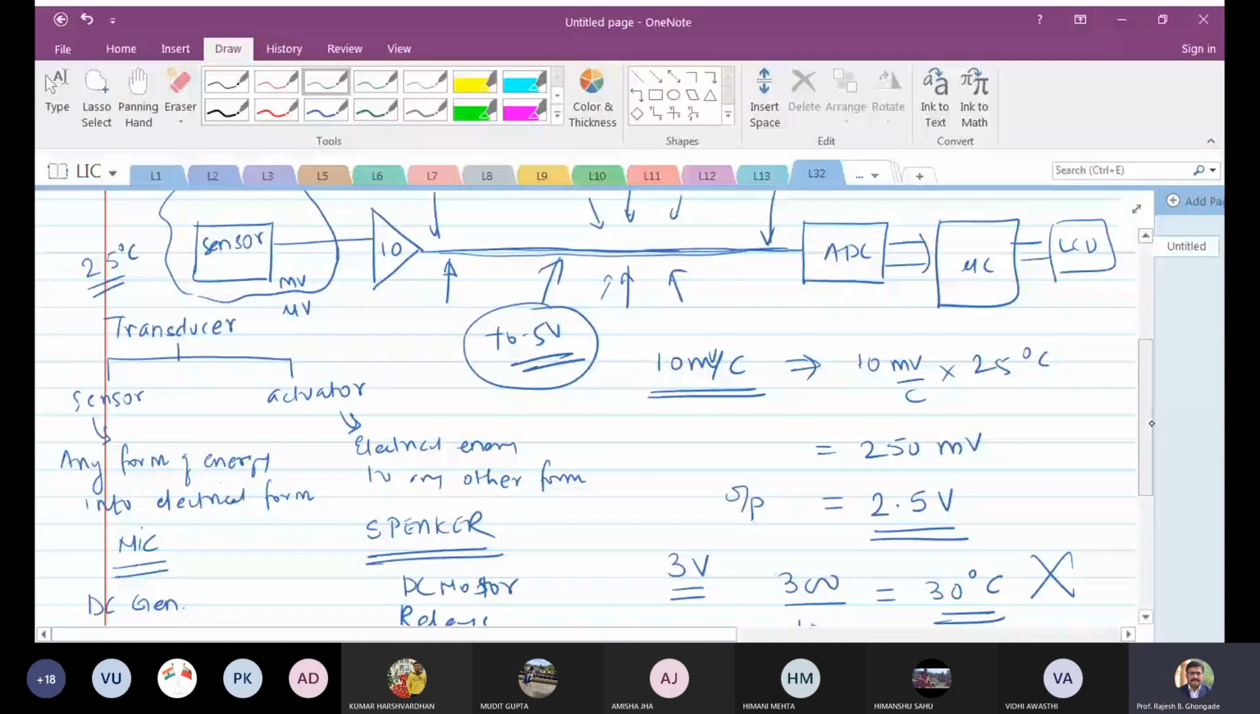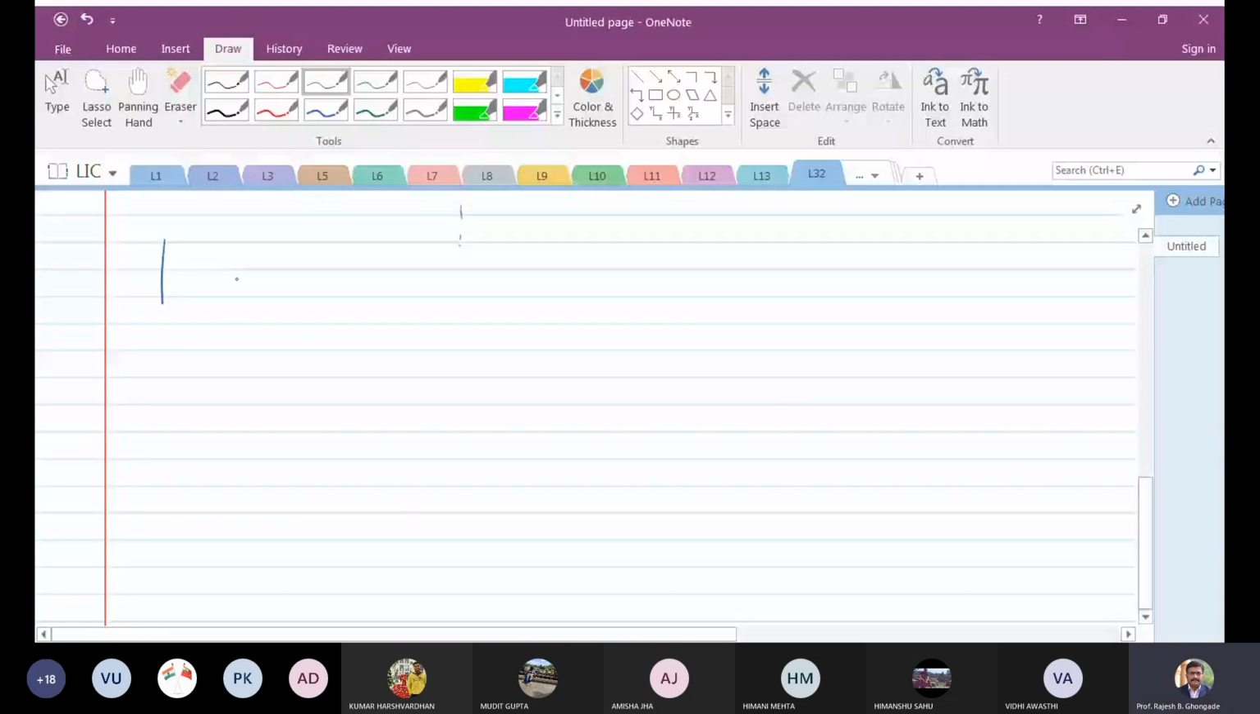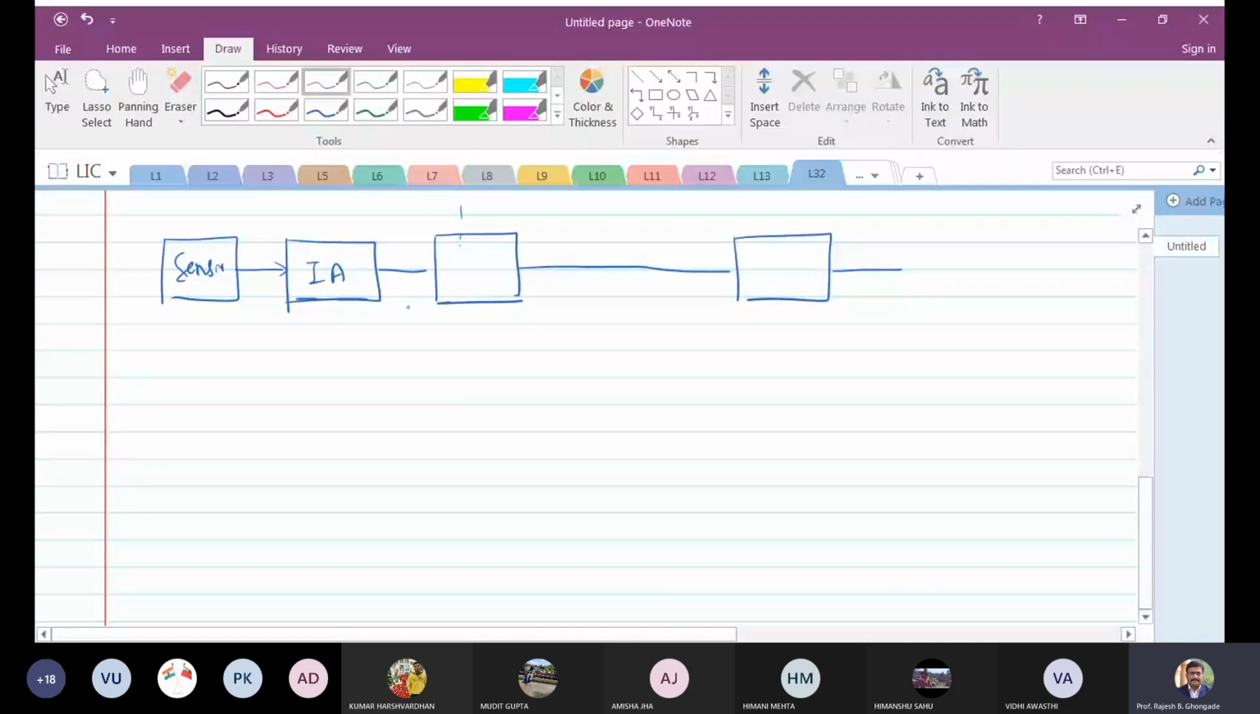So if I talk about a generic block diagram, it will be something like this. You have a sensor, then you have the amplifier. It is called an instrumentation amplifier, by the way. We have already studied instrumentation amplifiers, isn't it? Then you have some signal conditioning, convert it back into some other form, voltage form. So voltage to something and something to voltage. Then you give it to your ADC and microcontroller and all those things. What is this voltage to something?